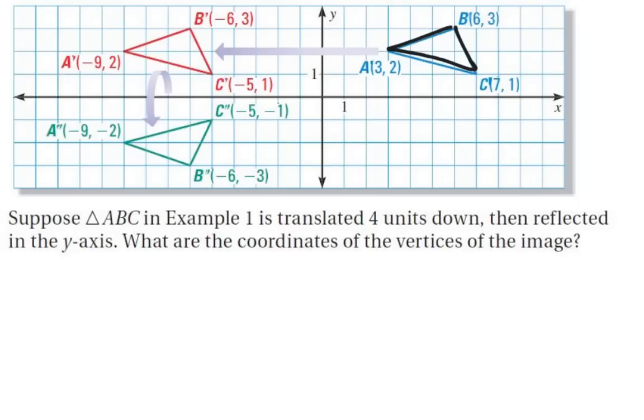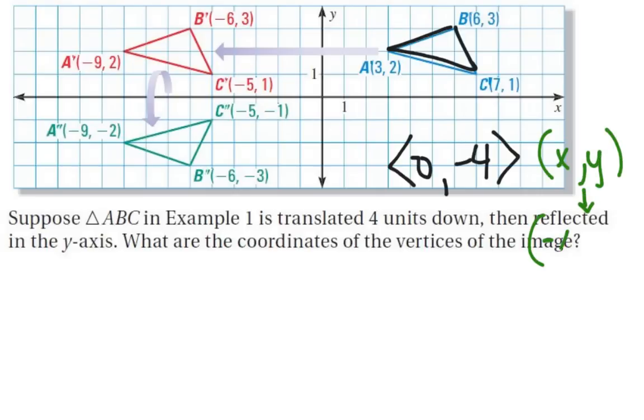So if we reflect 4 units down, that's going to be these instructions. So (0, -4) would be 4 units down, so follow that vector, and then we're going to translate in the y-axis, and those directions would be, well, I'll do them in green again. Change the sign of the x, and, well, hold on, so it goes from (x, y) to change the sign of the x, but keep the y the same.